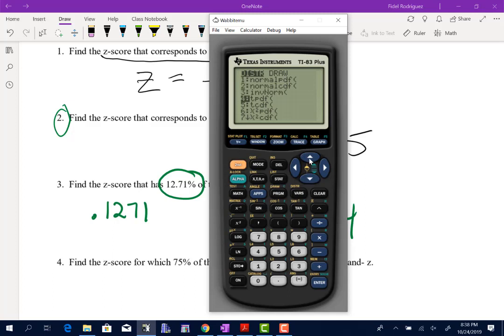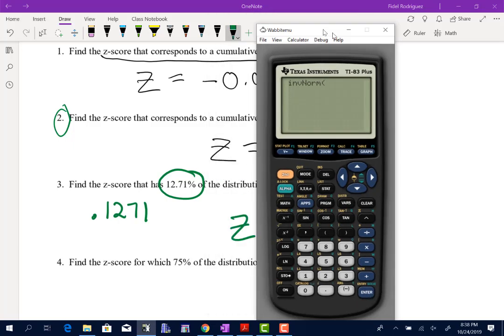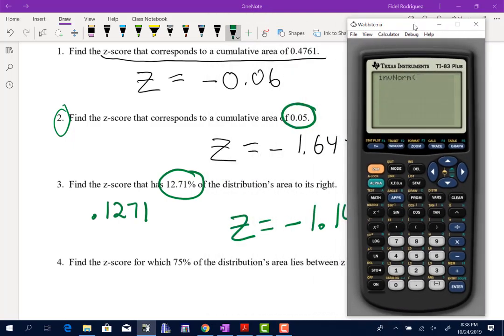So I'm going to come down here to inverse norm, and I'm going to hit enter. Guys, I'm going to come to our first problem. What was the area that we knew in the very first problem? So let's type in 0.4761, close it, enter it. If we round to 2 decimal places, because the Z values have 2 decimal places, would we put negative 0.05 or negative 0.6? Oh, watch out. Negative 0.6, right?